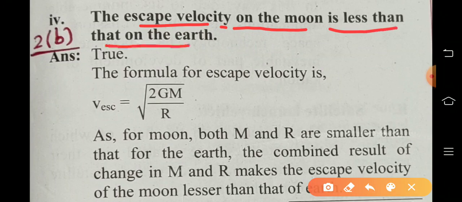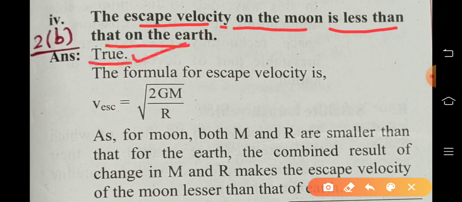We know that. Actually, the answer is true. Why is the escape velocity on the moon less than that on the earth? Because there is a difference in the gravitational force. There is a difference in the gravity. Gravity of the moon is 6 times less than that of the earth. So our answer is true.